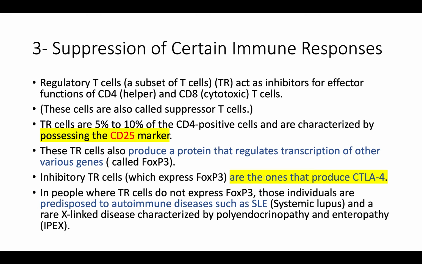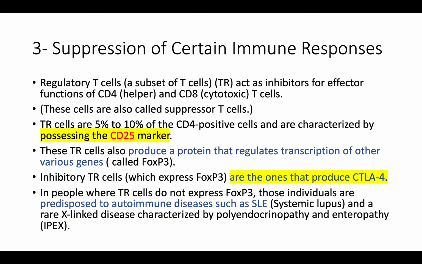For example, I have a regulatory T cells subset, they are inhibitors for the effector functions of T cells, CD4 or CD8 cells. These are called suppressor T cells. These are about 5 to 10% of CD4 positive cells and characterized by having CD25 as a marker. They produce a protein that regulates the transcription of various other genes. One of them is called FOXP3. This is the inhibitory factor which will produce CTLA4, which we talked about previously. So this is the inhibitory way of how these cells will initiate the production of CTLA4.